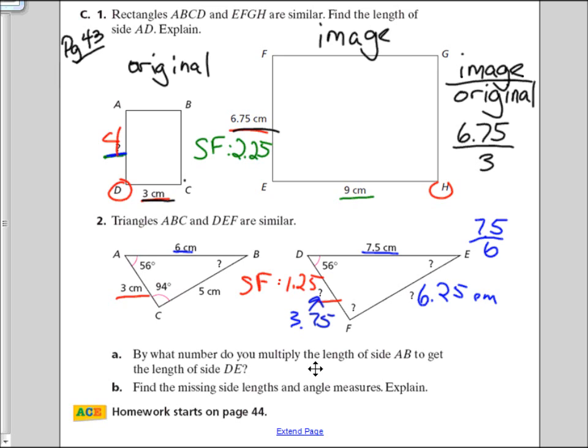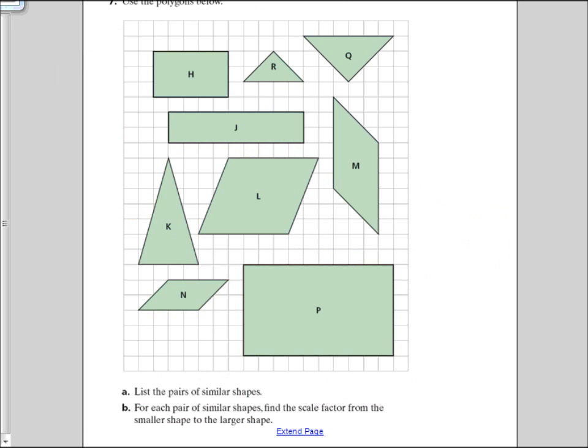All right. So for A, by what number do you multiply the length of side AB to get the side of DE? Well, we had to figure out scale factor. Again, we did that by image divided by original. Find the missing side lengths and angle measures. We already did that. So what I want you to do on this side right now, I want you to list a pair of similar shapes.